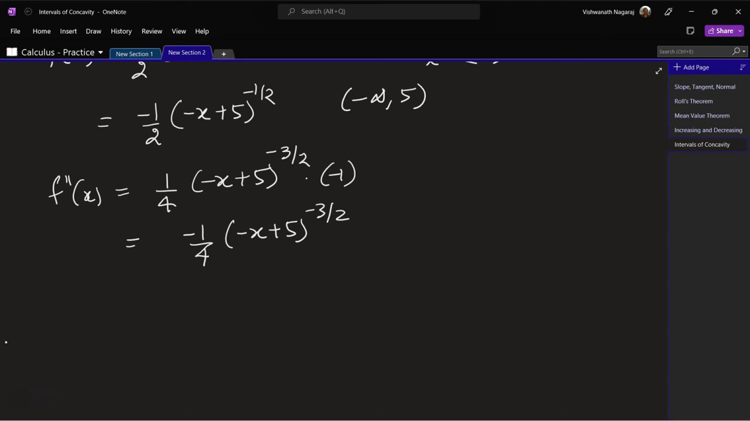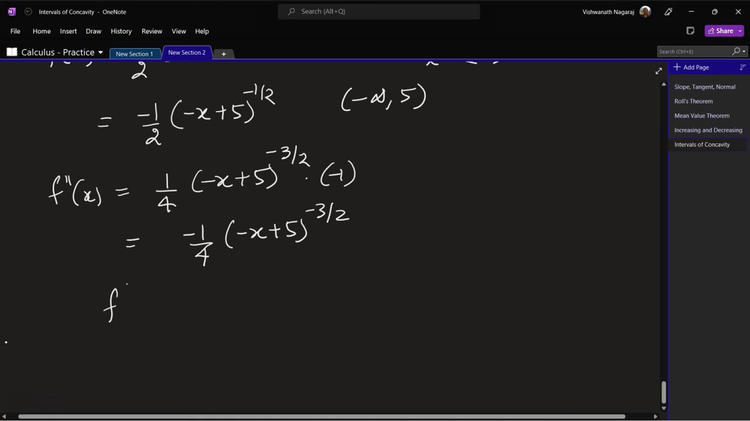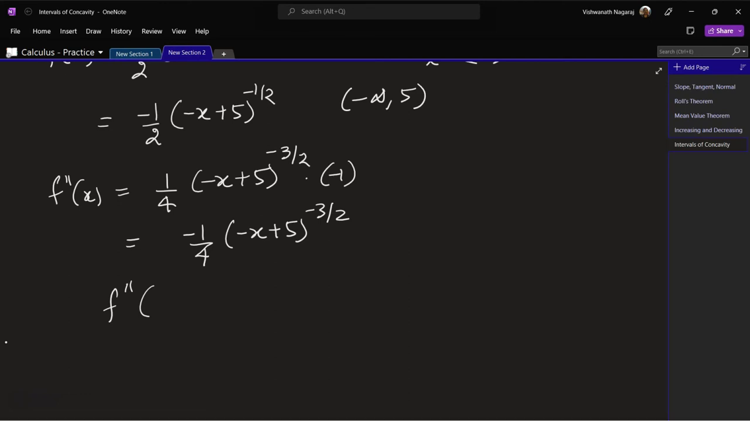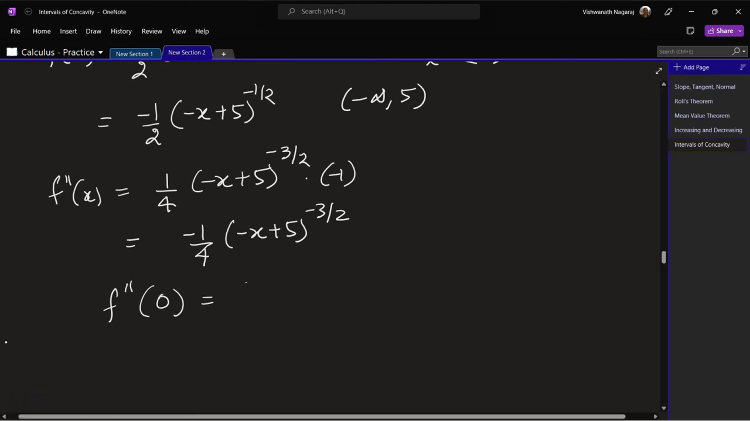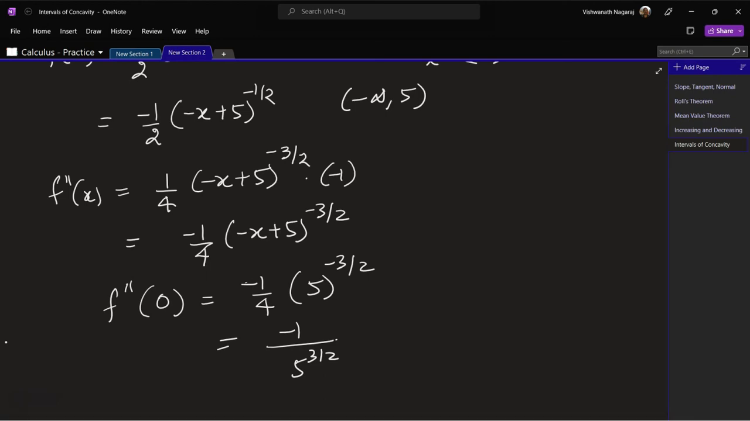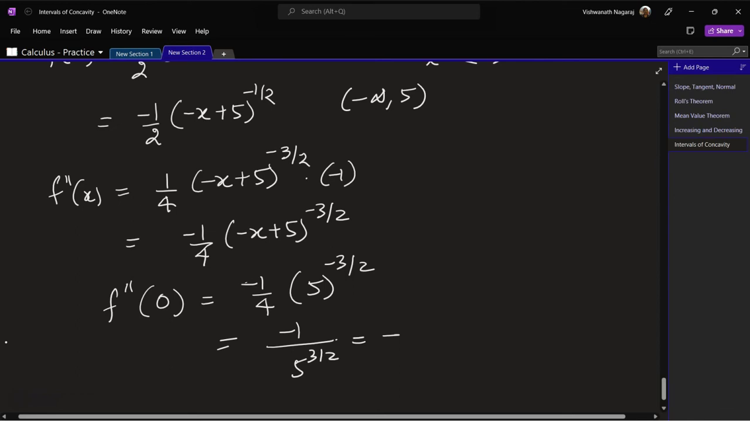Okay. But we have our interval minus infinity to 5. So let's pick a value in this interval. So let's pick say minus 10, or why minus 10? We can pick 1 also or 0 also. So f double prime of 0 is equal to minus 1 by 4, 5 to the power of minus 3 by 2, which gives us minus 1 by 5 to the power of 3 by 2. The denominator is going to be positive. This is negative, so this is going to be negative, which means this is going to be concave down.